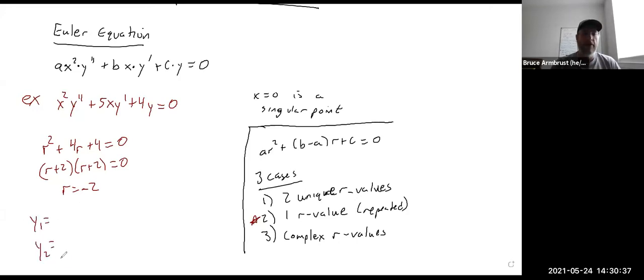We're going to create our fundamental set. One of them is going to be x to the minus 2. Right? We made the guess of the form x to the r. So in this case, we get r to the minus 2. So we're going to have x to the minus 2 as one of our two solutions. Okay. So then the question is, what about the other one?